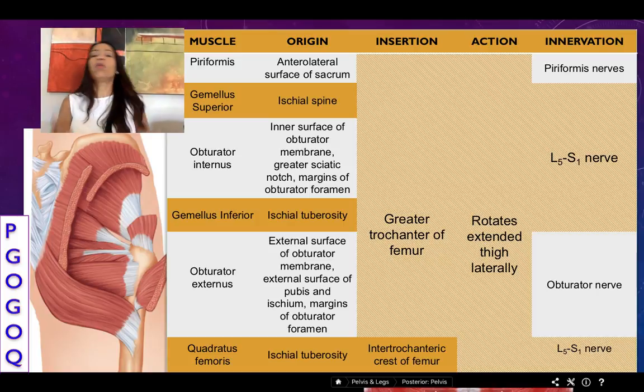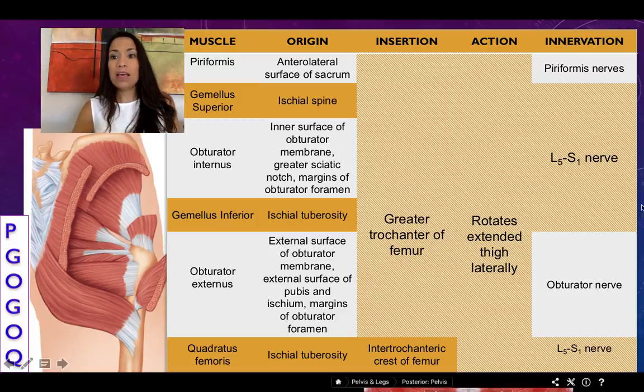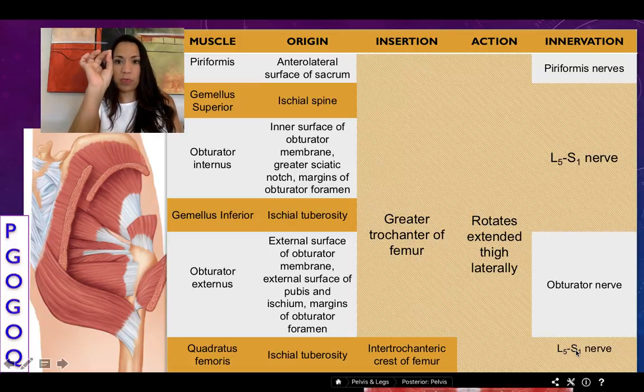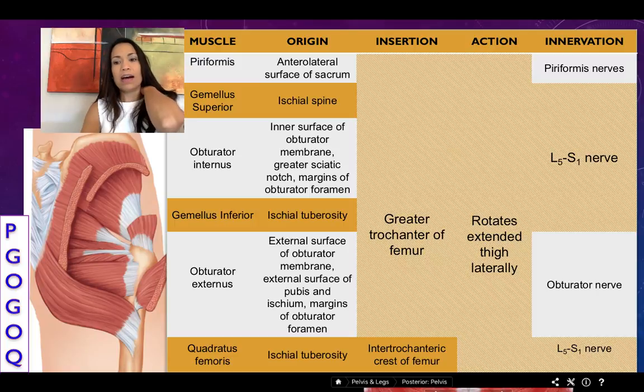But they are also synergist to gluteus medius and gluteus minimus to abduct the thigh. Okay, so that's the common action. Innervation is almost common too. All of them are innervated by the spinal nerve coming from the segments between L5 and S1. So it's L5 S1 nerve.